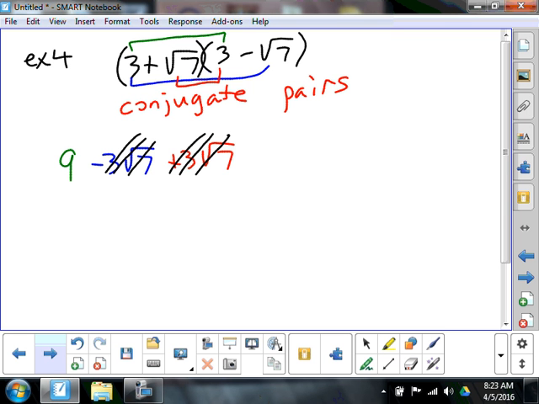Good. On the final product, this is where the magic happens. Rad 7, rad 7.